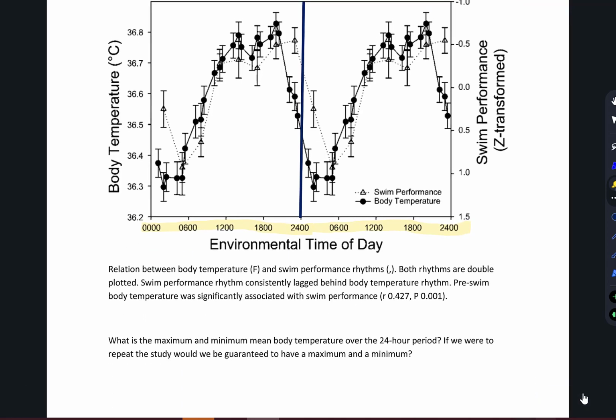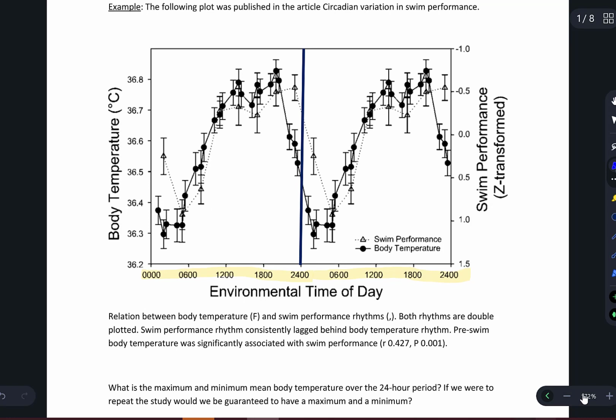The authors looked at the relation between body temperature and swim performance rhythms. Both rhythms are double plotted, and you can see that here. The swim performance rhythm consistently lagged behind body temperature rhythm. Pre-swim body temperature was significantly associated with swim performance. I've cited this article at the end of this note set if you're interested, but you don't need to read the article. Really what we want to focus on here is the body temperature over the 24-hour period. And notice that the mean body temperatures are given by the black points.